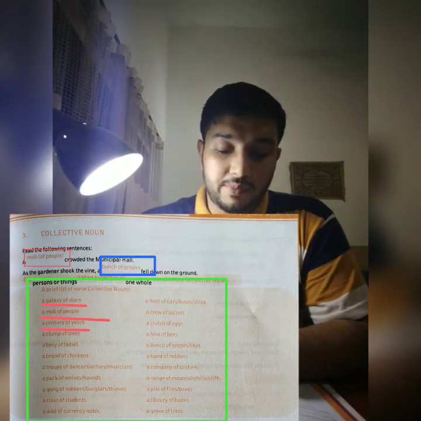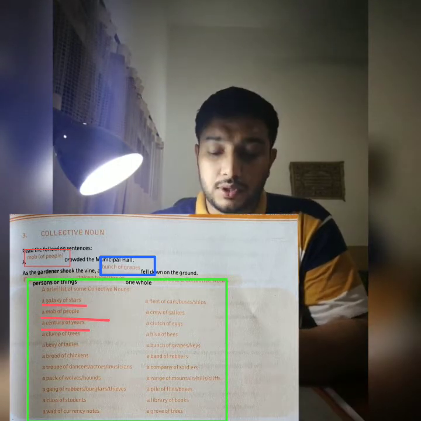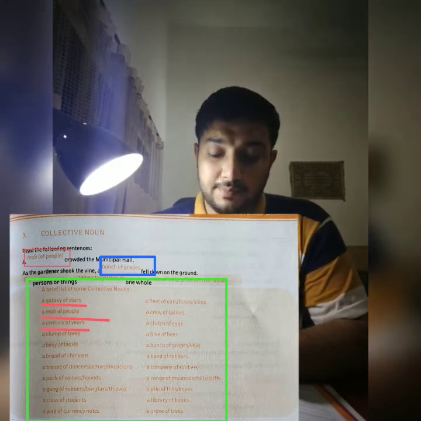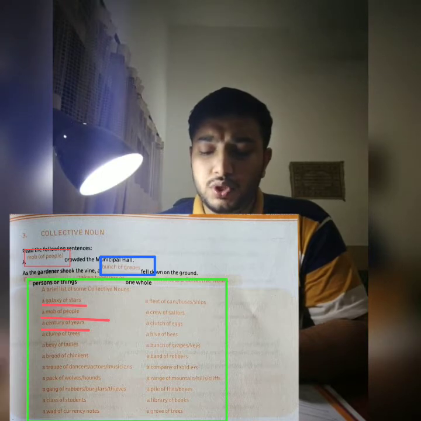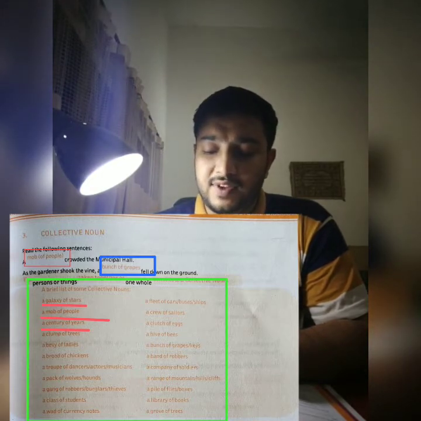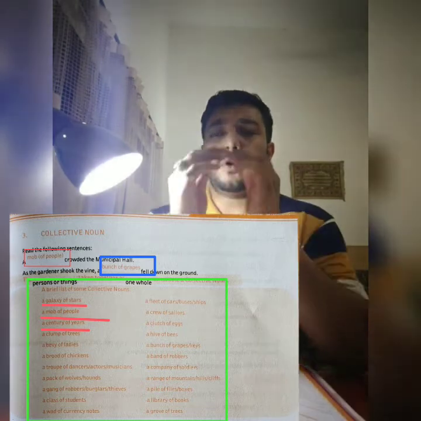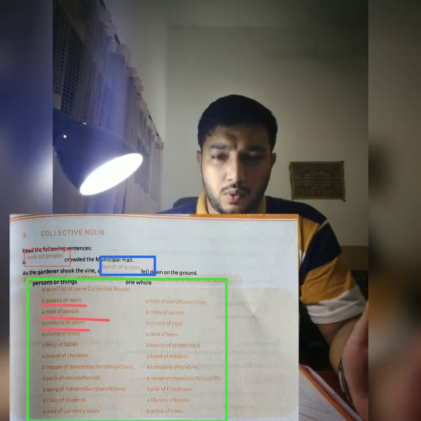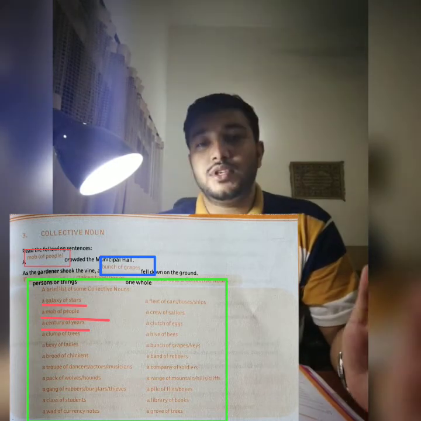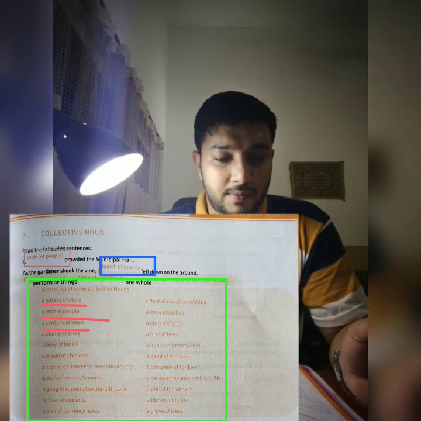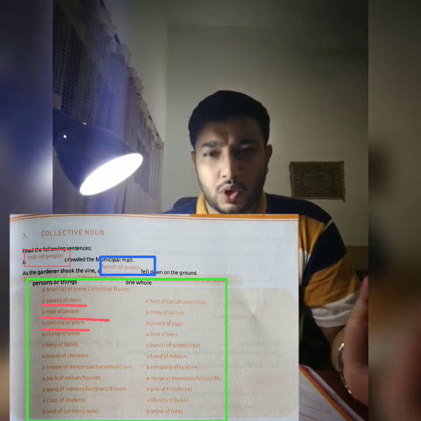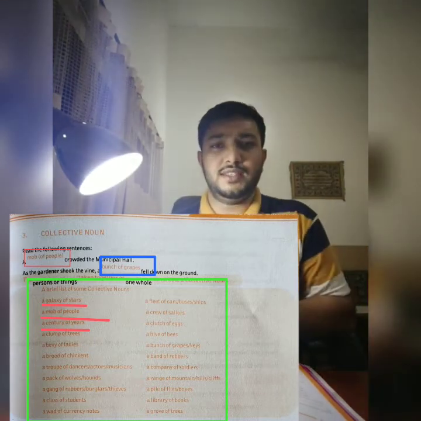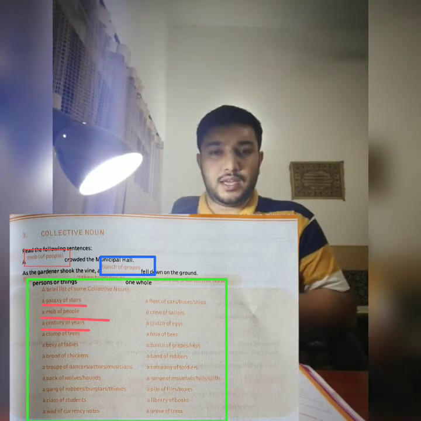A mob of people: a mob crowded the municipal hall. And there is another example. As the gardeners shook the vine, a bunch of grapes fell down on the ground. When you talk about collective noun, what sense comes to your mind when you pronounce the word collective? Collective means collection of something, combining something in a category.